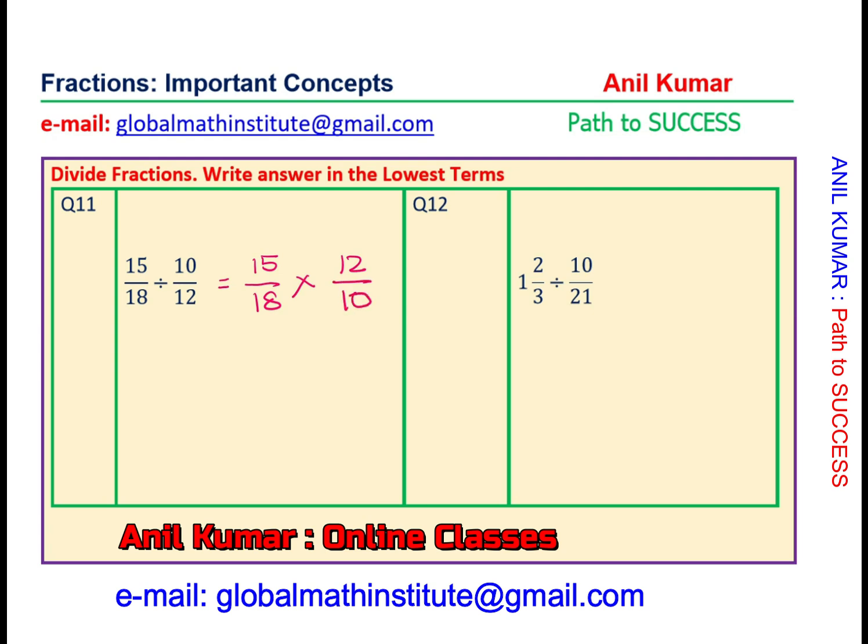Perfect. So, I'll leave this for you to do. Simplify, write down your answer, okay? The next one, 1 2 over 3 divided by 10 over 21. Now, how do you write 1 2 over 3? So 1 times 3 is 3 and plus 2 is 5. So it can be written as 5 over 3.